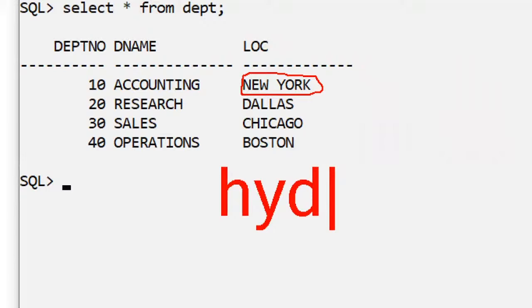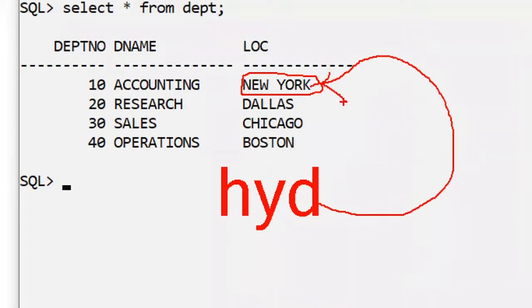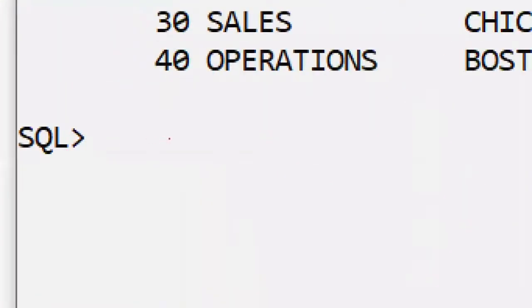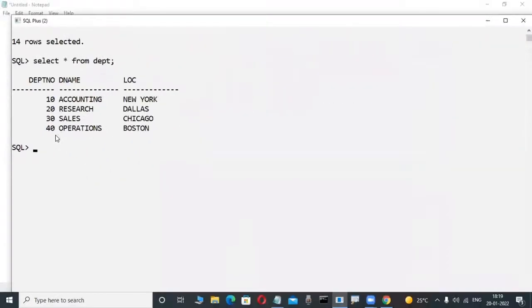Suppose I want to change this New York location into Hyderabad in this relational database. How can I do it? Just at the SQL prompt, we are using the SQL language. SQL is a very easy language. How? I will tell you. In SQL, you are typing some commands.